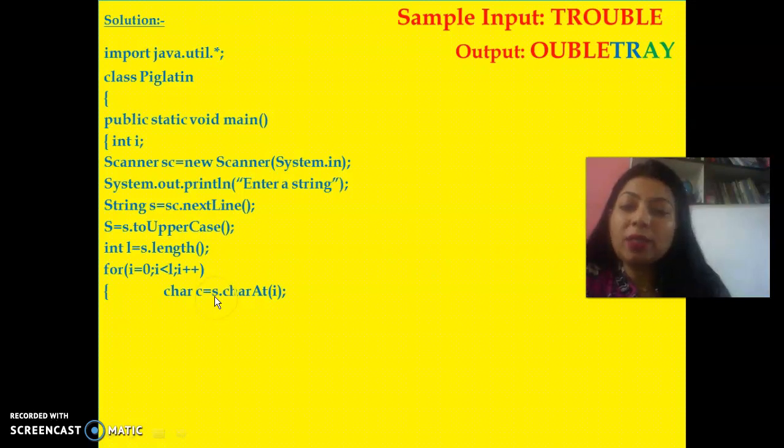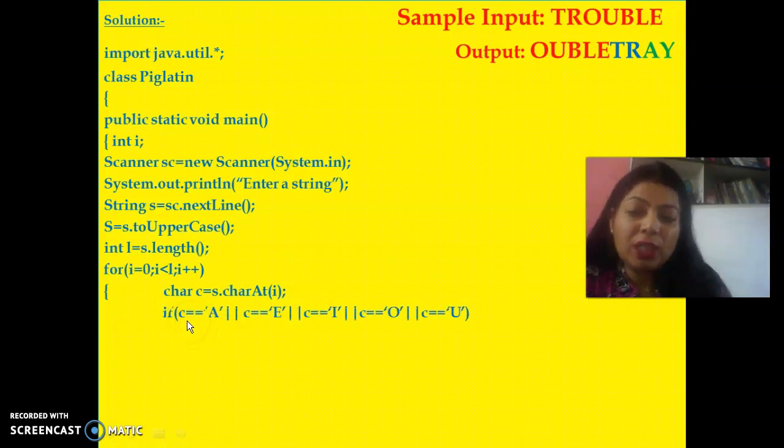Equal to s, which is our string, s dot charAt(i), where i means the position. First it is 0, so we take a single character from the string. First it will take T in c and check if c is A, E, I, O, U or not. Here I am checking for capital vowels only, because I already made the string uppercase. If you skip this line, then you have to check 5 capital as well as 5 small vowels in the same if.